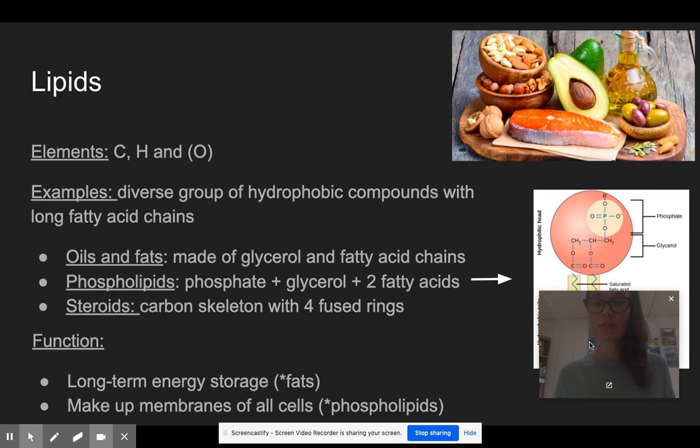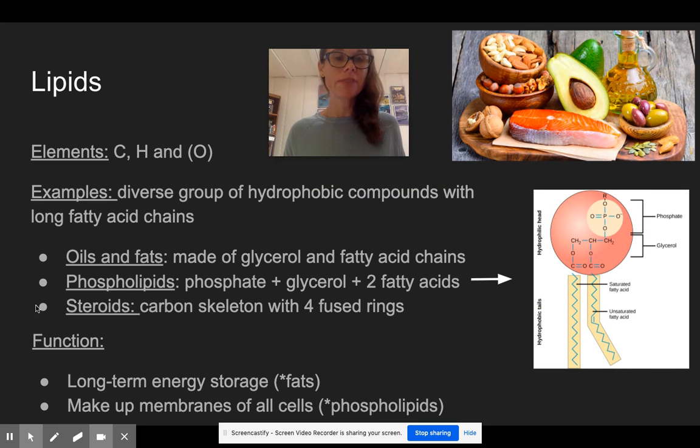I'm going to move myself here so you can see. So here's some examples of lipids. Oils and fats. These are made of a glycerol. I always think of it like a head. I think of these like jellyfish. And then fatty acid chains. So fatty acids are just carbon and hydrogen chains. Okay. Those are in animal and plant cells for long-term storage.